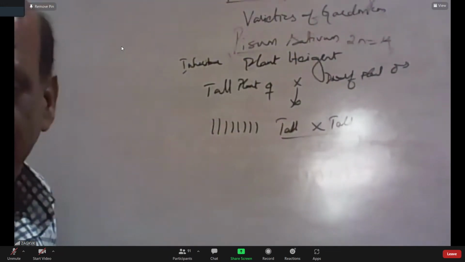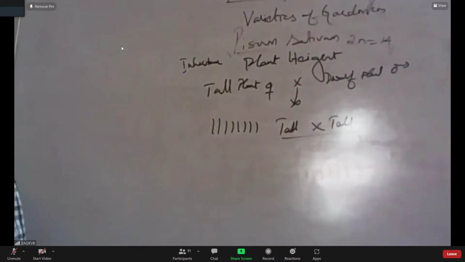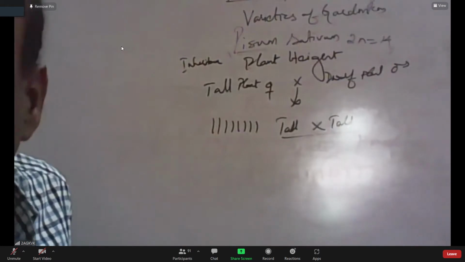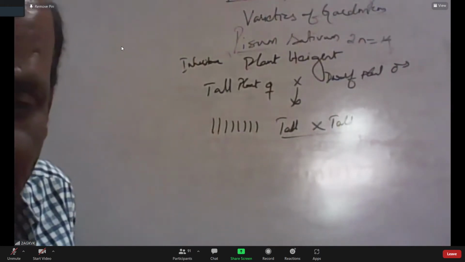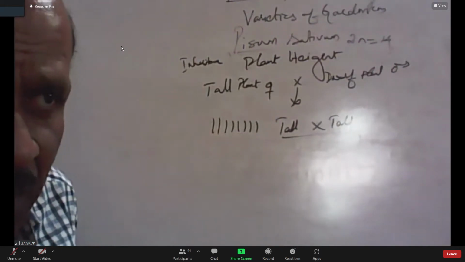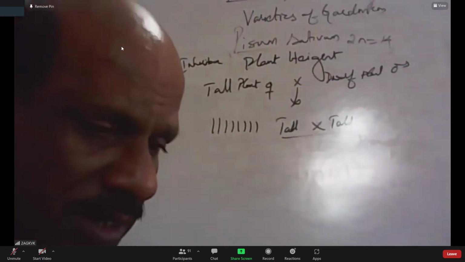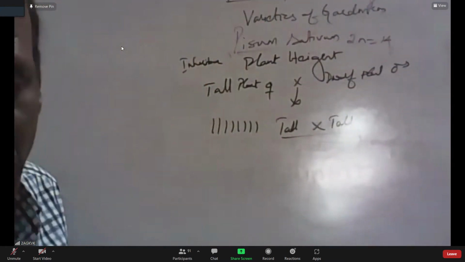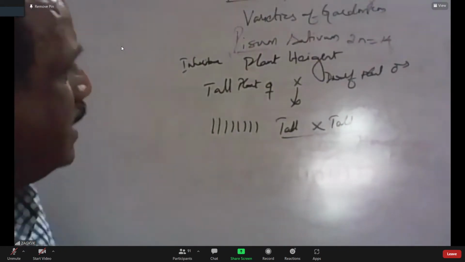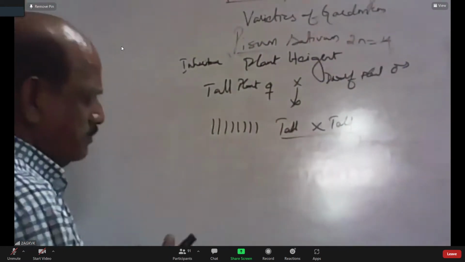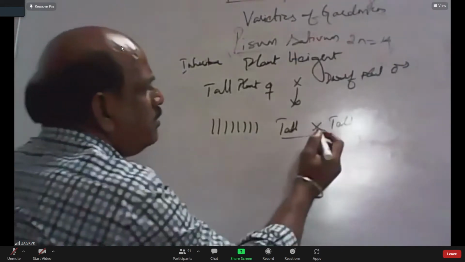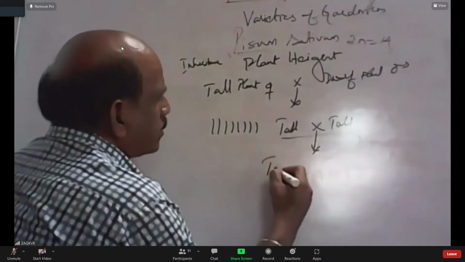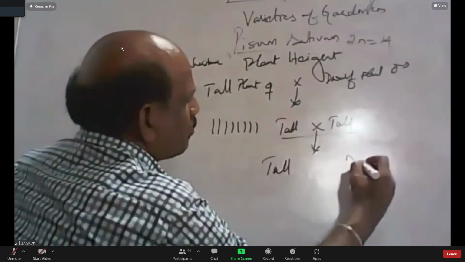Progeny derived from a set of reciprocal crosses between tall and dwarf produce F1 progeny that were identical in their phenotype. All the individuals were identical in their phenotype and all the individuals' phenotype was tall. Is it clear? Such tall individuals were crossed among themselves. What did they get? They got tall plants and dwarf plants.